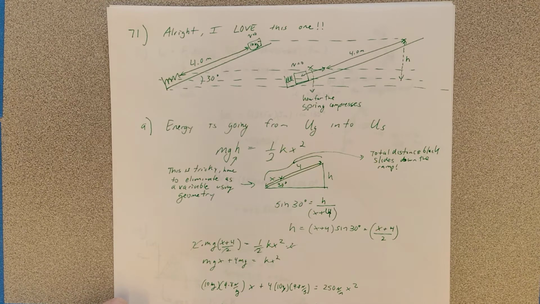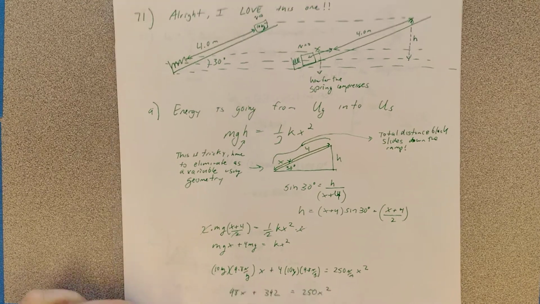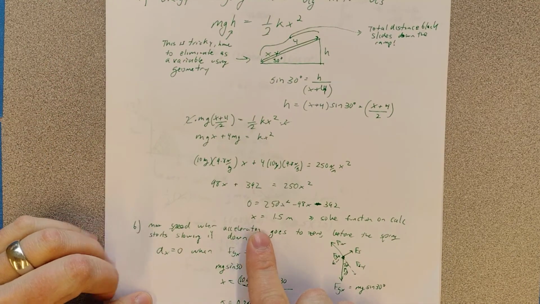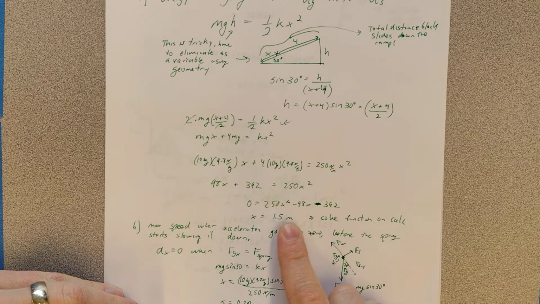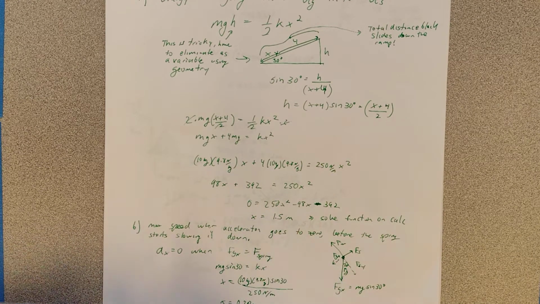And look at this, I get another quadratic. I'm looking for the root, right? I'm looking for x, how far the spring is compressed. All right, so look, I get a root. I had to use the solve function again to get 1.5 meters.